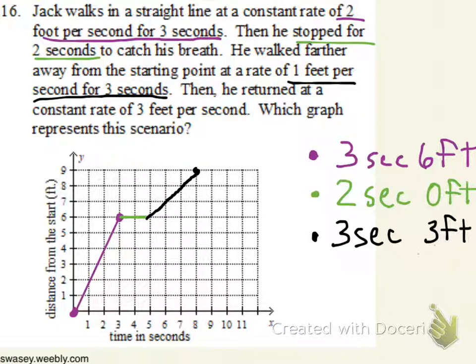And then finally he returns at a constant rate of 3 feet per second. And so he's 9 feet away, so it's going to take him 3 seconds to get back. Again, 3 feet per second. We're not told the time, but 9 feet away, that's going to use up 3 seconds.